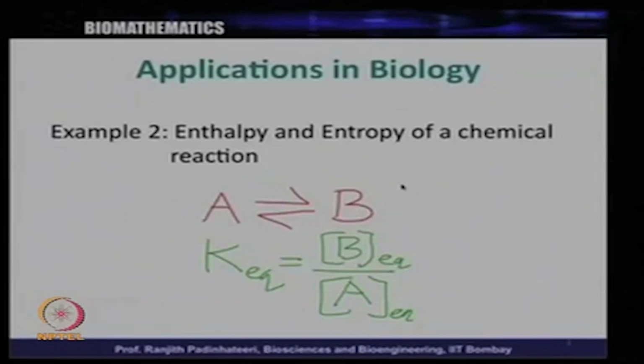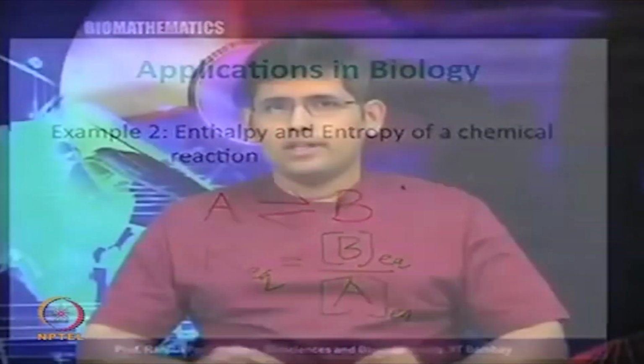As you all know, one of the important things in biology is chemical processes. Understanding chemical reactions and things related to that is very important in understanding various processes in biology. So, let us take the simplest possible chemical reaction and try to understand a bit of its thermodynamics and how this knowledge of mathematics will help us there.